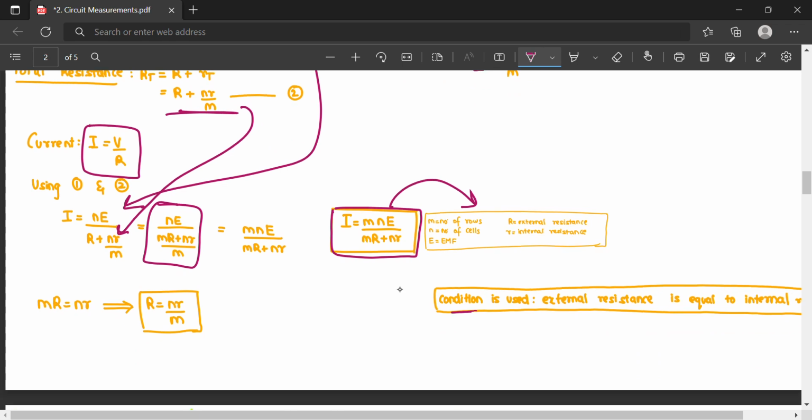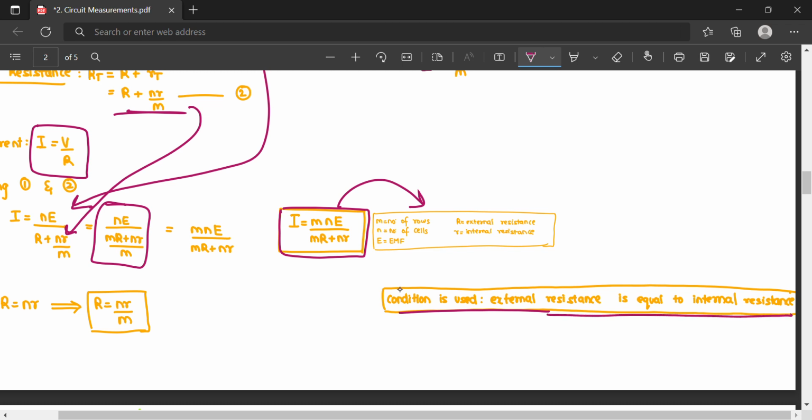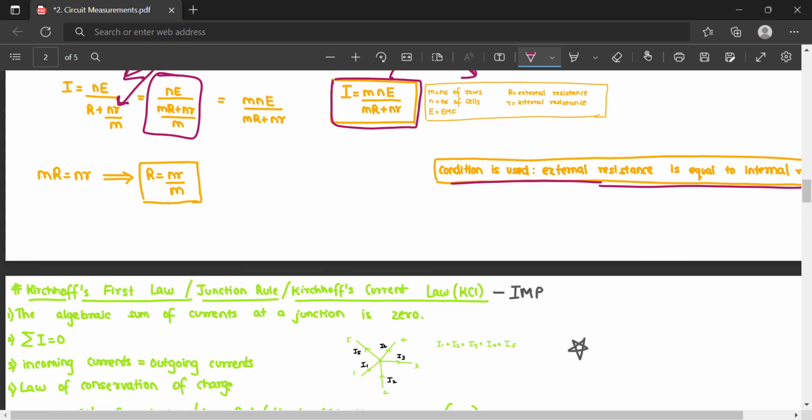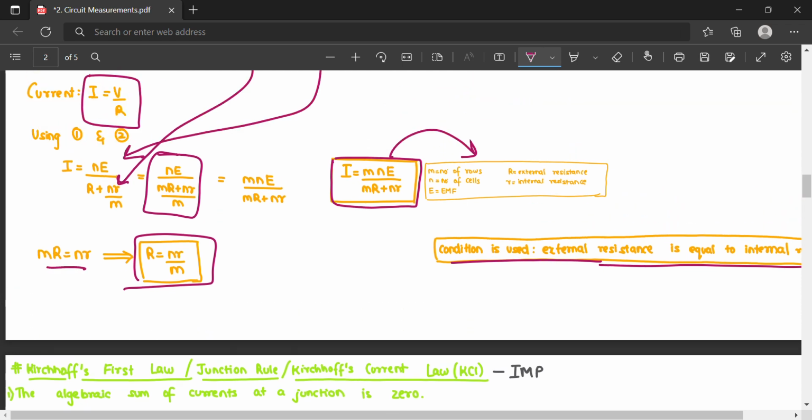This condition is specifically used when external resistance is exactly equal to the internal resistance. A special case: when M r is equal to N r, your R value would be equal to Nr upon M.